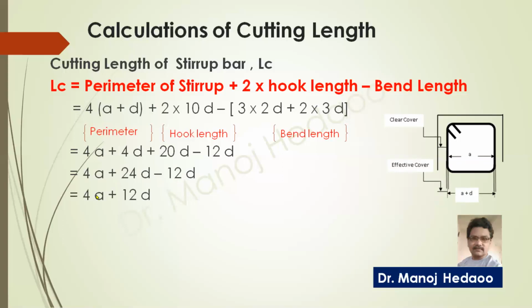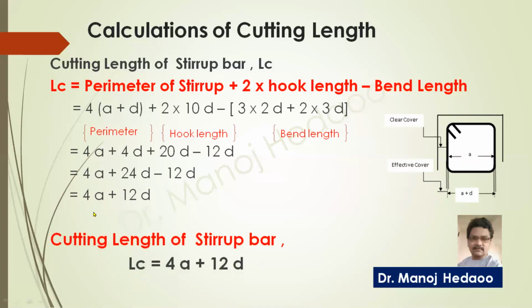So finally it will be 4A plus 12D. 24 minus 12 is 12D. So friends, this is a simple formula: cutting length of stirrup bar LC equals 4A plus 12D. That is the basic and single formula that you have to remember, so that you can calculate the length of a square stirrup in a simple way, that is 4A plus 12D.